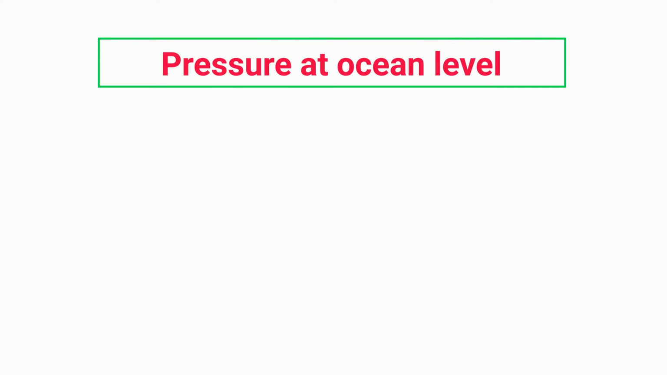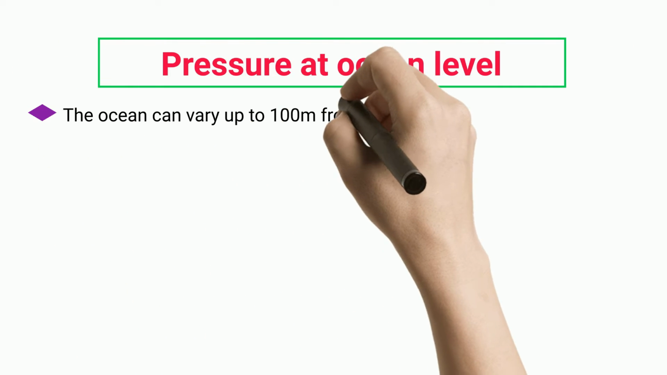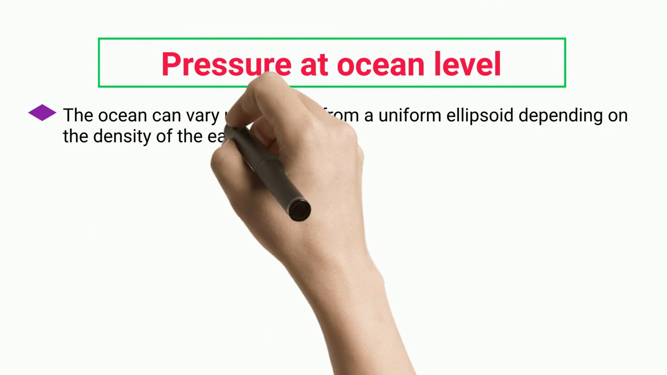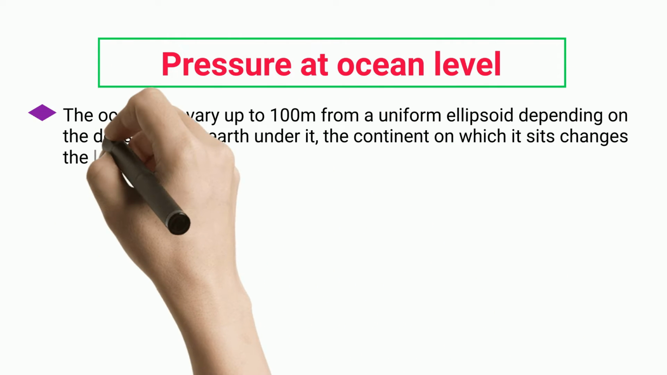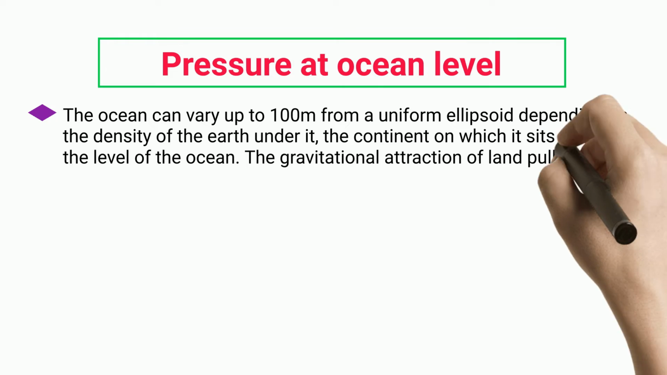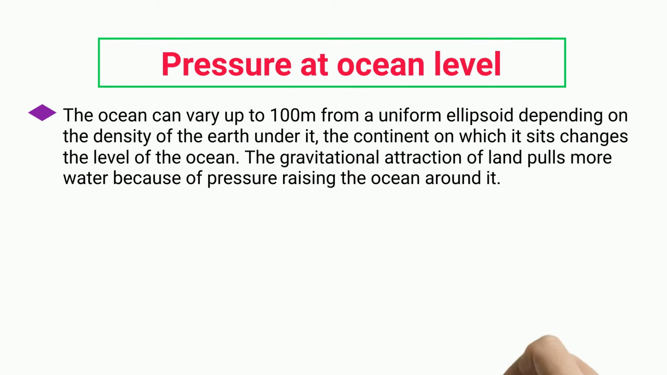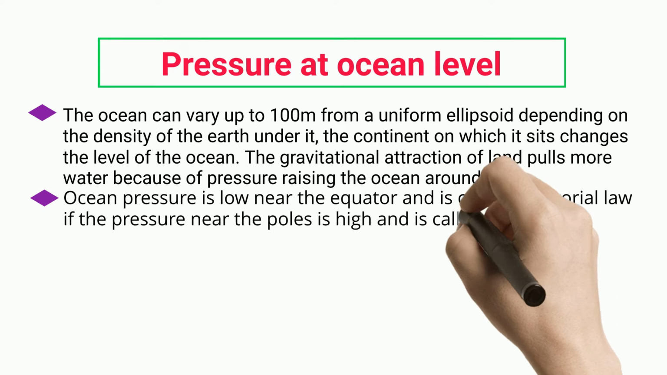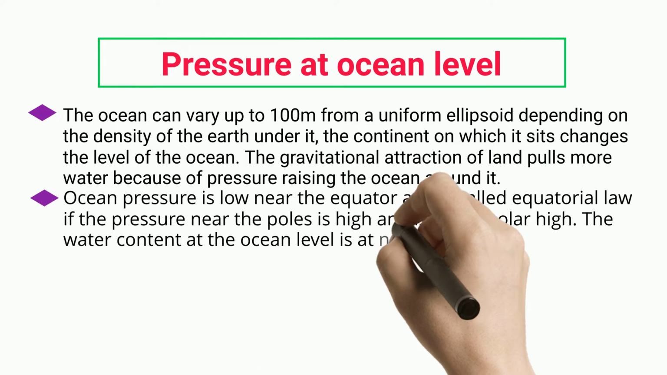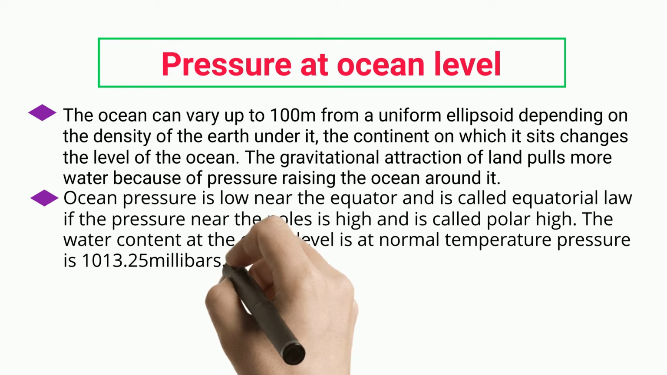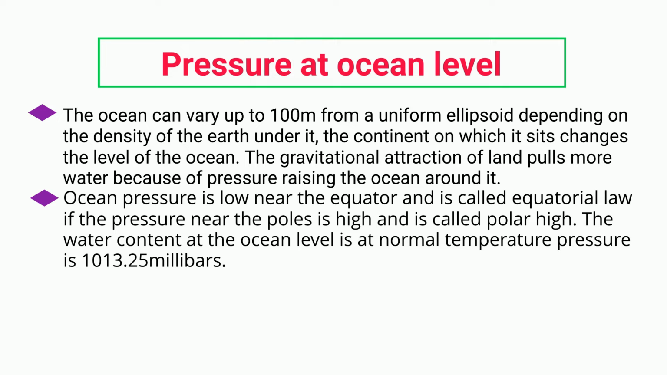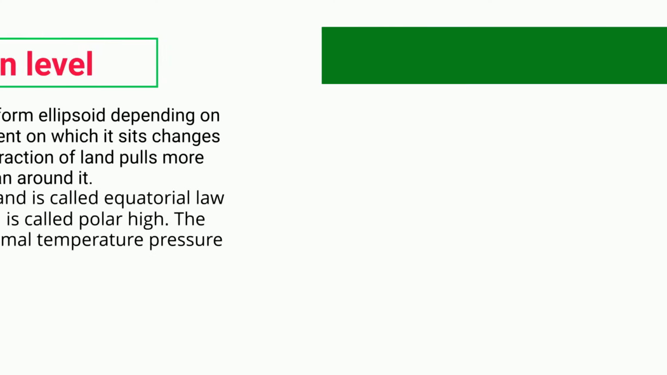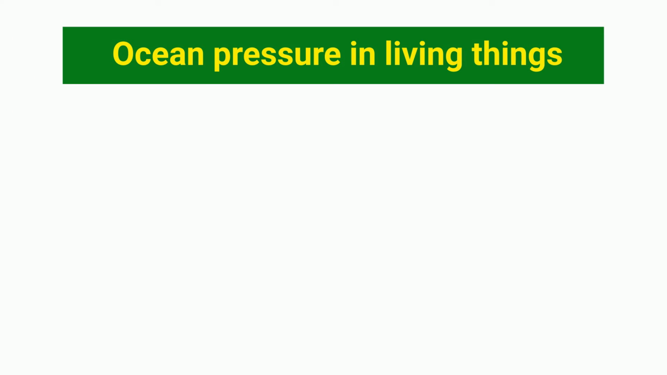Pressure at ocean level. The ocean level can vary up to 100 m from a uniform ellipsoid depending on the density of the earth under it. The continent on which it sits changes the level of the ocean. The gravitational attraction of land pulls more water, raising the ocean around it. Ocean pressure is low near the equator and is called the equatorial low, while the pressure near the poles is high and is called the polar high. The water content at the ocean level is at normal temperature. Pressure is 1013.25 millibars.